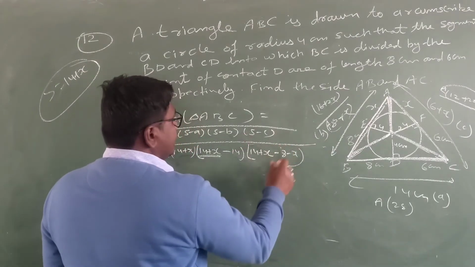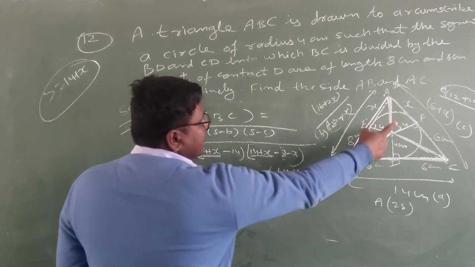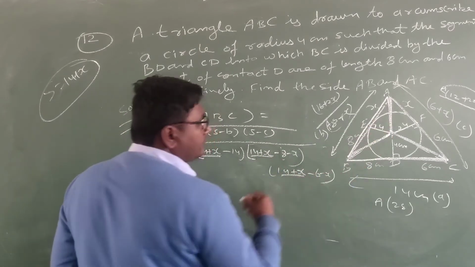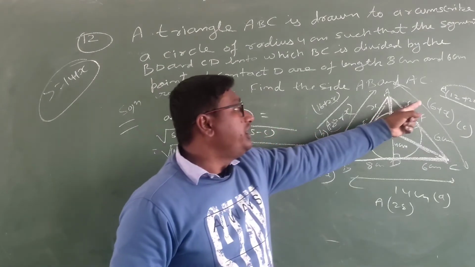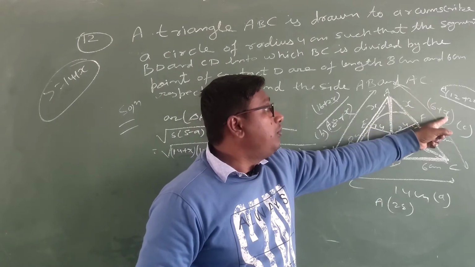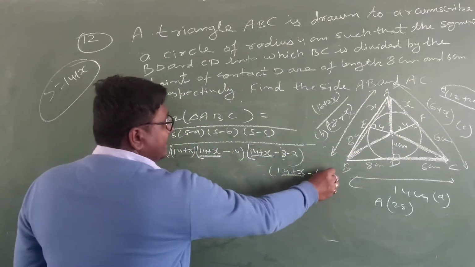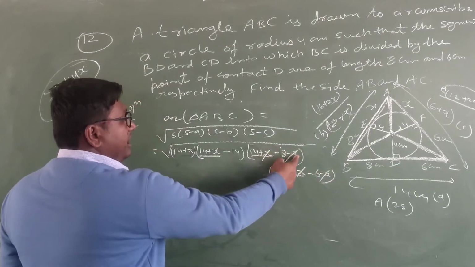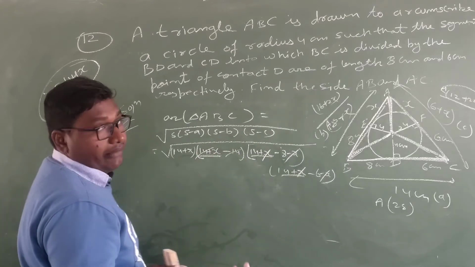And then again s minus c. So again the value of s is 14 plus x minus c, which will be 6 minus x, because minus c is here. Whenever we put minus here, both terms will be in minus. So x will be cancelled, because it has the opposite sign. 14 cancels, they have opposite signs.